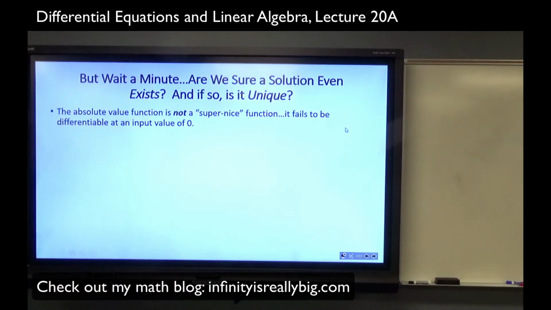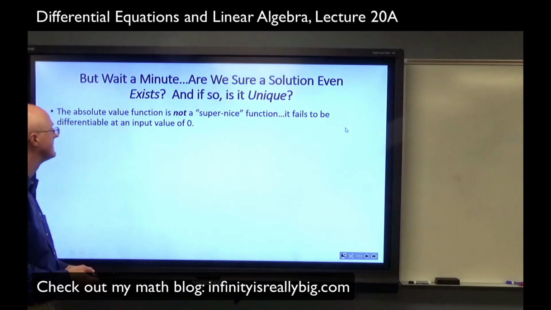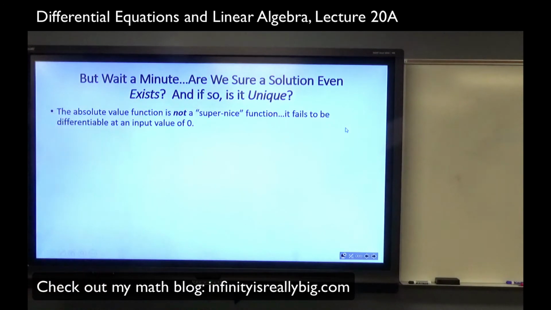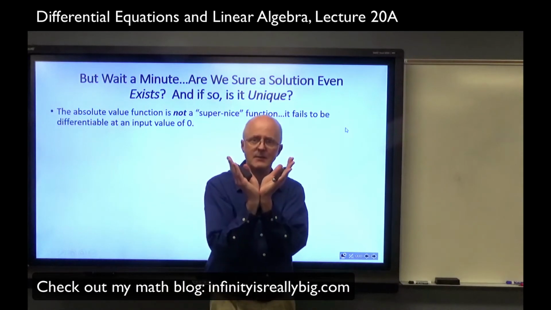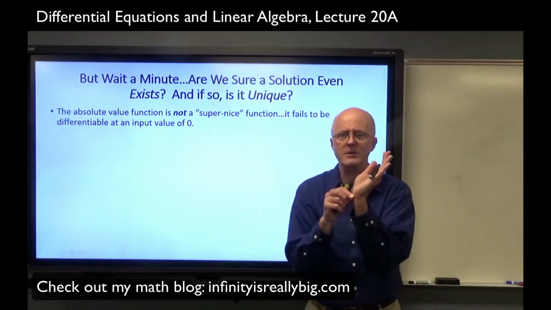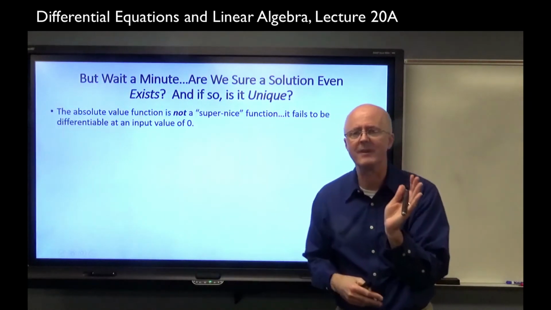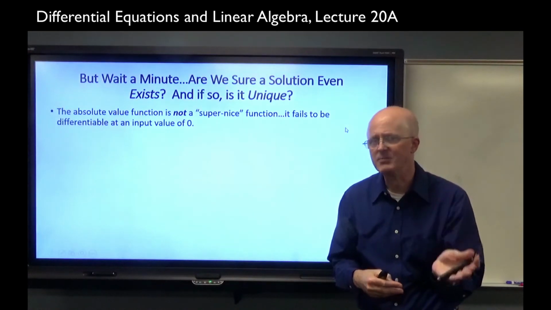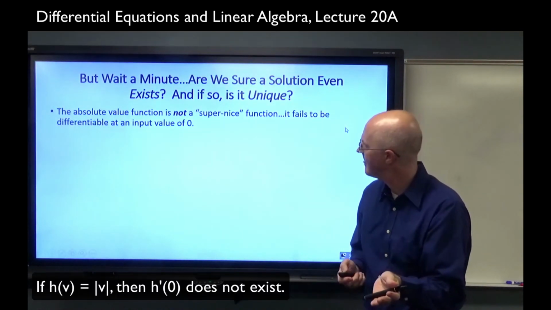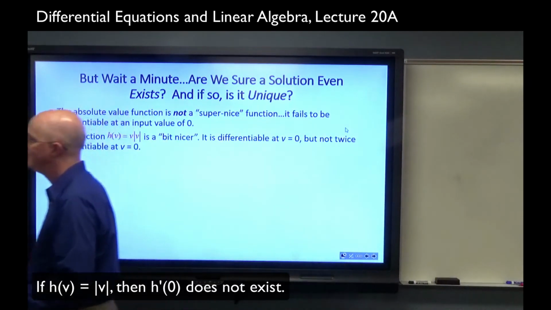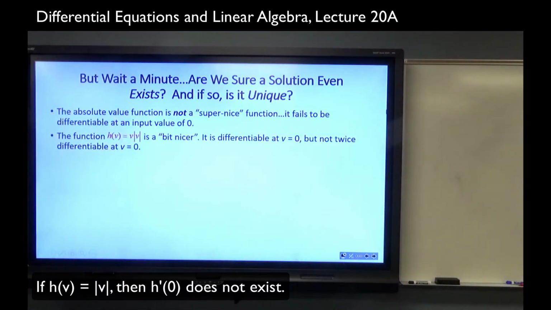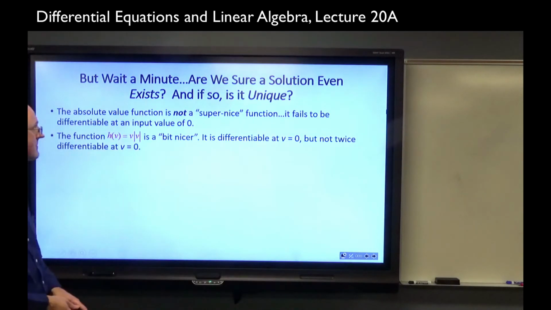I mean, after all, the absolute value function that is a part of the formula for the vector field is not a super nice function. It fails to be differentiable at an input value of 0, right? Its graph looks like a V. It is continuous everywhere, but at the origin, it's got a corner in the graph, no well-defined tangent there. So h prime of 0 does not exist. On the other hand, our function in question here is v times the absolute value of v. That is a bit nicer.